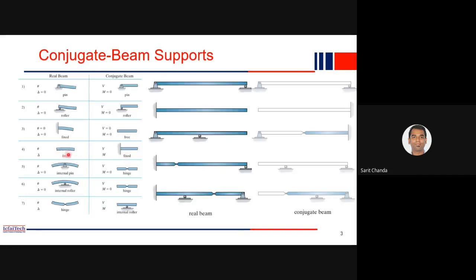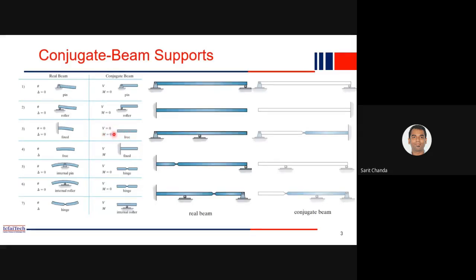Why? For example, if you see this fixed case, in the real beam it is fixed. Fixed means deflection is zero at this end and slope is also zero at this end. So correspondingly, in the conjugate beam, shear force is also zero and moment is also zero. That means this is free. There is no reaction.